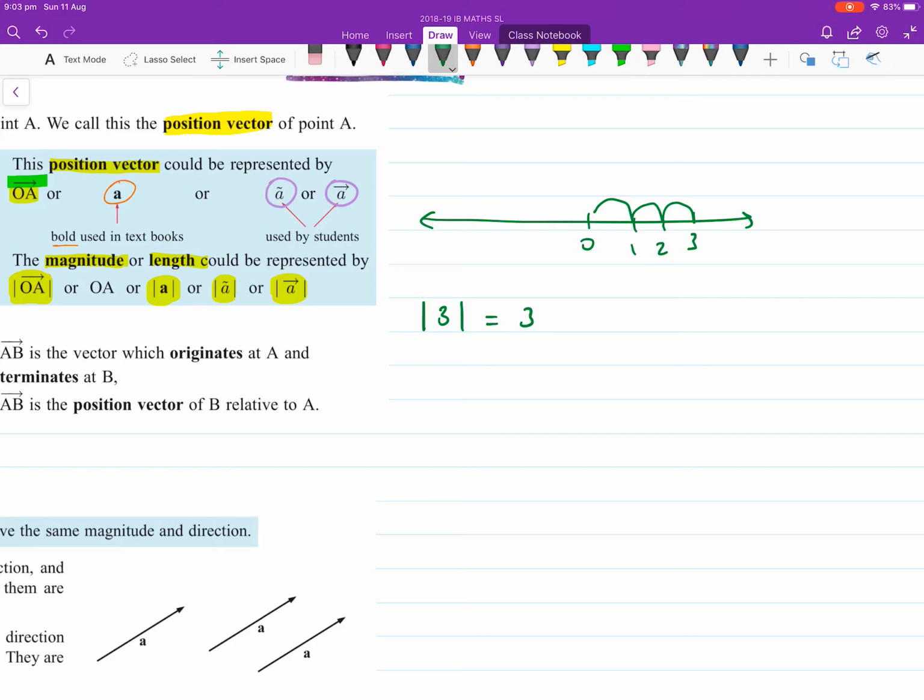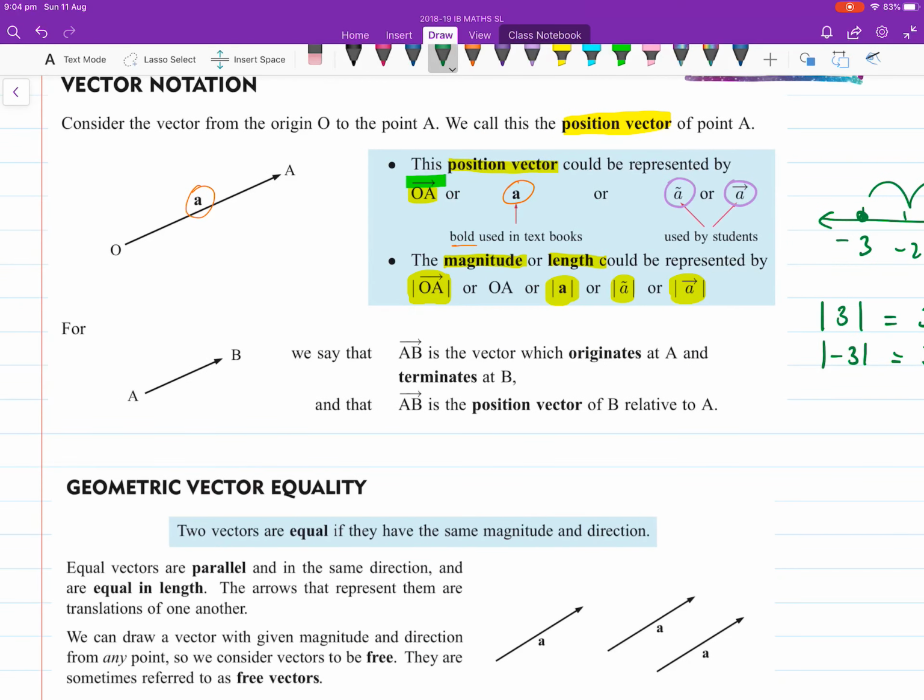So it's actually 3. If I asked you for the absolute value of negative 3, it means if I was standing at negative 3, what's my distance from origin? 1, 2, 3. So the answer is also 3. So it's all about distance. And so that makes sense here, that we use those absolute value symbols to represent the magnitude of your vector.